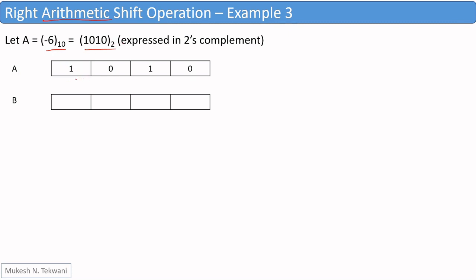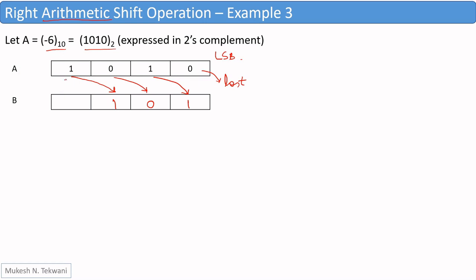We will take the bit 1. This bit will be shifted to the right by one position. This bit is shifted to the right by one position. This bit is shifted to the right by one position. This bit, which is the least significant bit in our original number, is lost.